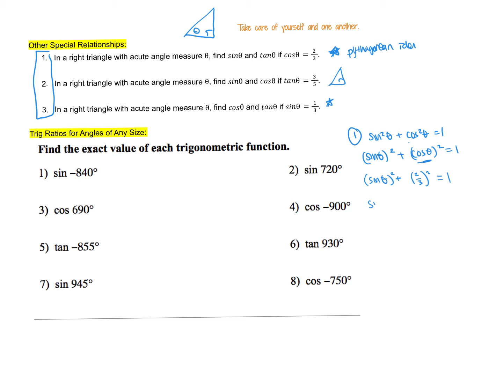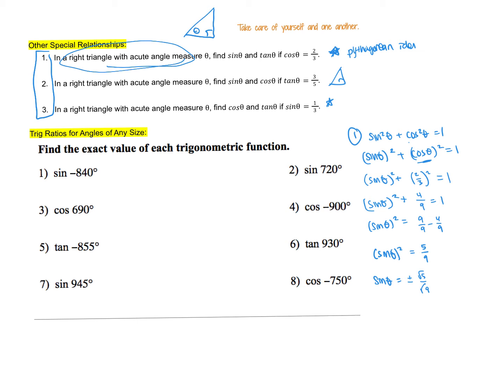And I'm gonna square 2/3. So if I square the 2, I'll get 4, and if I square the 3, I'll get 9. And we're just solving for sine. So to solve for sine, I'm going to subtract 4/9. So 1 is 9/9 minus 4/9, we have 5/9. And then I'm going to take the square root. And usually we would put plus or minus the square root of 5 over the square root of 9.